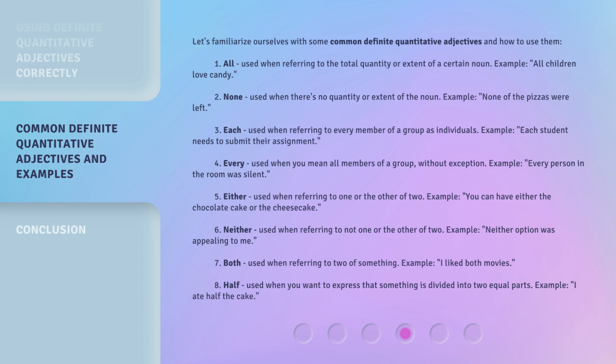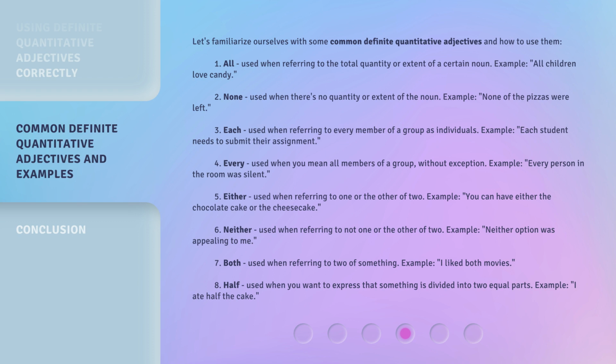3. Each. Used when referring to every member of a group as individuals. Example, each student needs to submit their assignment. 4. Every. Used when you mean all members of a group, without exception. Example, every person in the room was silent. 5. Either. Used when referring to one or the other of two. Example, you can have either the chocolate cake or the cheesecake.